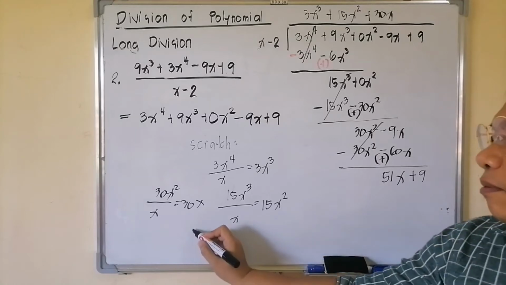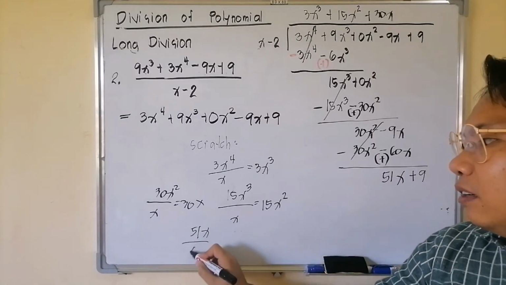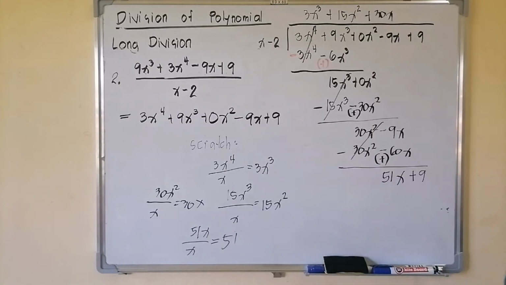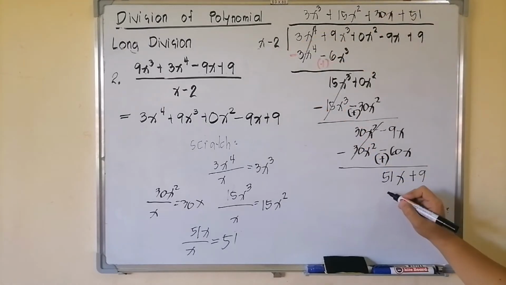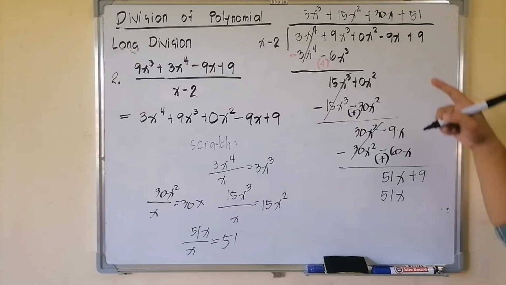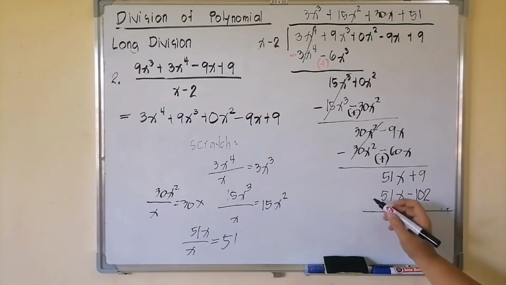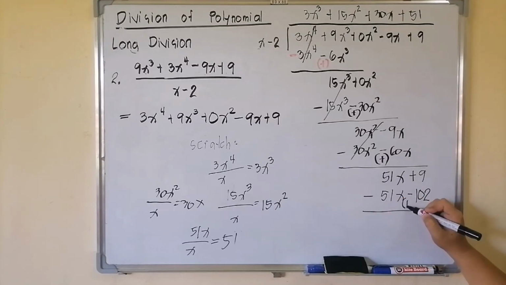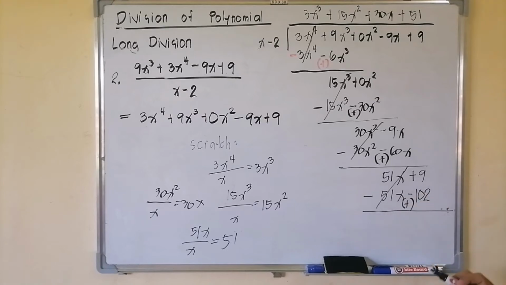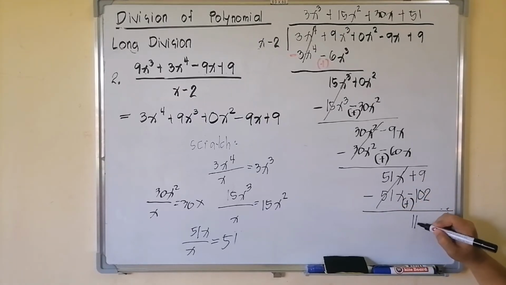Again, divide the first term, 51x divided by your divisor x. This will give you 51. 51 times x is 51x, and 51 times negative 2 is negative 102. Subtract: this becomes negative, and this is positive, so 0. Positive 9 plus 102 is 111.